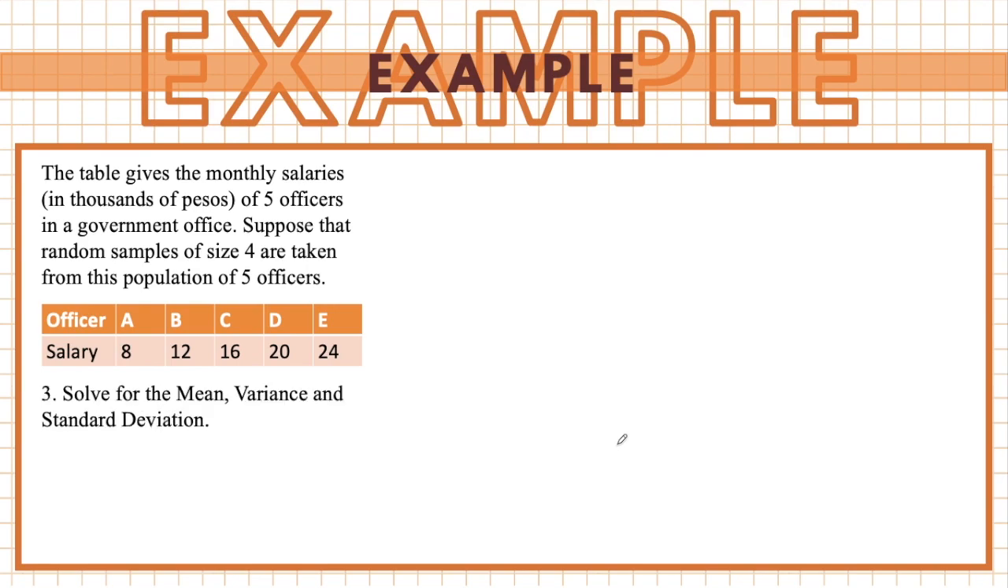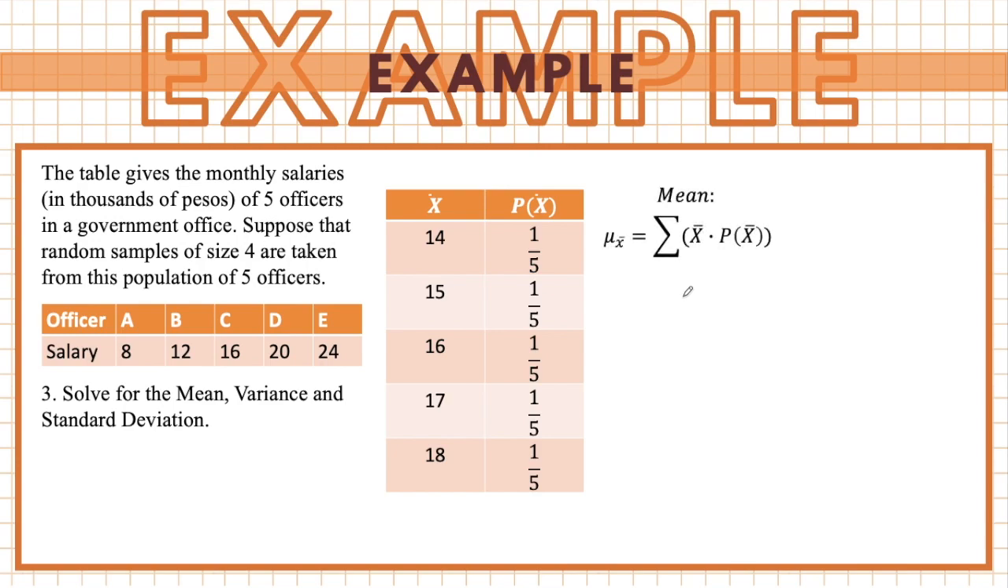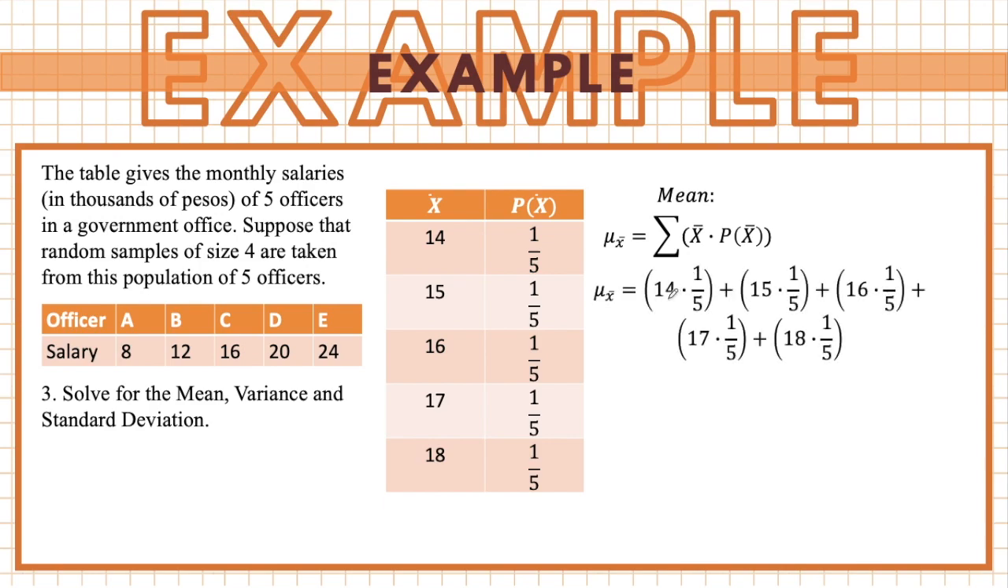Okay, next. Solve for the mean, variance, and standard deviation. So to solve for the mean, again, we're using the formula sample means times probability of the sample mean. So we multiply the sample mean and its corresponding probability, and then we add their product. So that's 14 times 1 over 5, 15 times 1 over 5, 16 times 1 over 5, 17 times 1 over 5, and 18 times 1 over 5. And the answer here is also 16. So the mean of the sample mean is equal to 16.